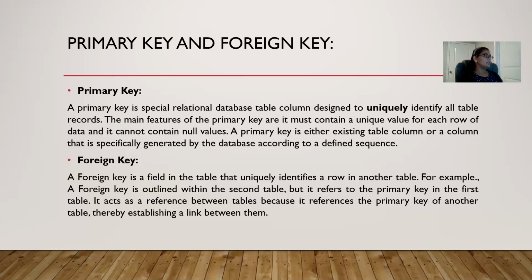Foreign key. A foreign key is a field in the table that uniquely identifies a row in another table. For example, a foreign key is defined within the second table, but it refers to the primary key in the first table. It acts as a reference between tables because it references the primary key of another table, thereby establishing a link between them.